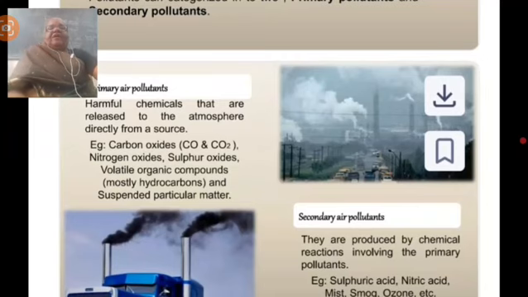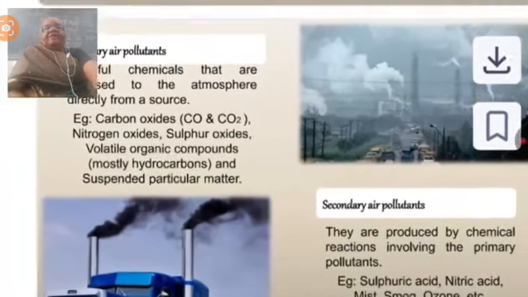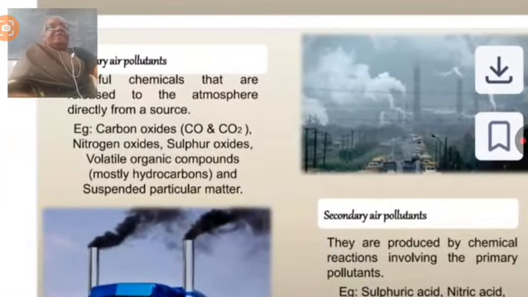Primary pollutants are harmful chemicals that are released to the atmosphere directly from a source like automobiles or industries, etc. For example, carbon dioxide, carbon monoxide, nitrogen oxides, sulfur oxides, volatile organic compounds, especially hydrocarbons, and suspended particulate matter. It is not particular matter, it is particulate matter, sorry for the spelling. These are directly released into the atmosphere from the source. Those agents are called primary pollutants.